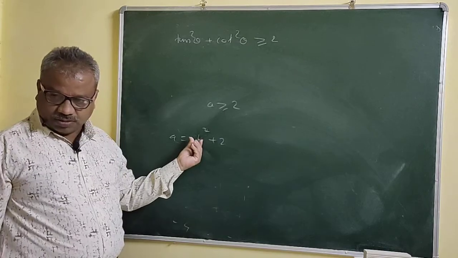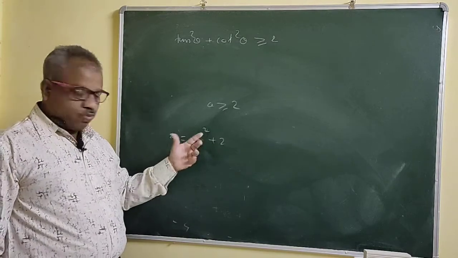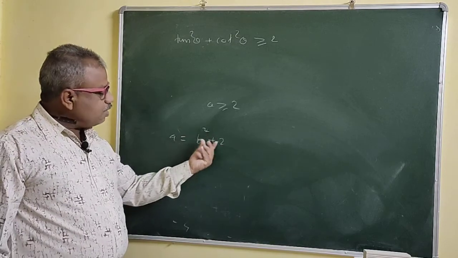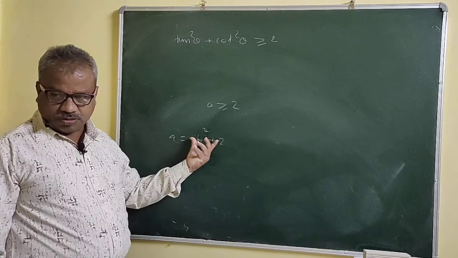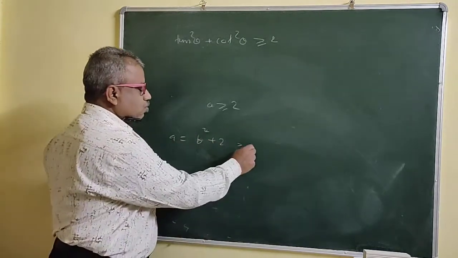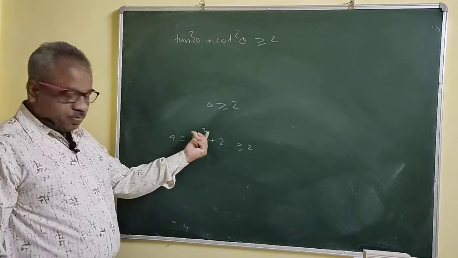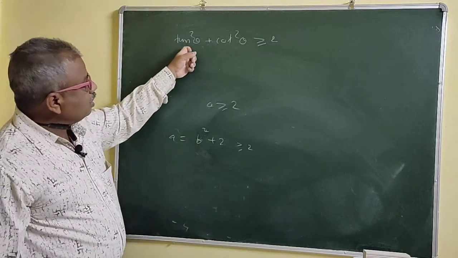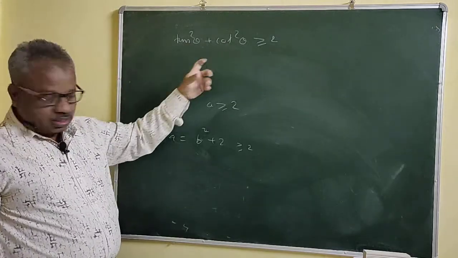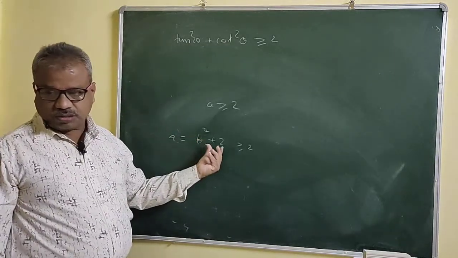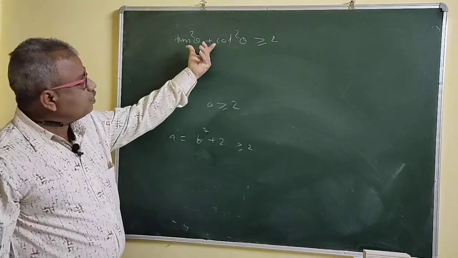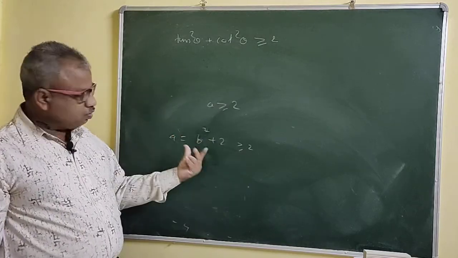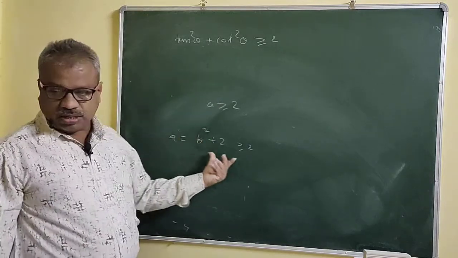Now b square is positive, not b. Whatever b may be, your b square is non-negative and your 2 is positive. So whatever this may be, it is positive, the sum of two positive numbers is positive. So it is greater than or equal to 2, because this number is non-negative. That means you have to prove that tan square theta plus cot square theta is the same as the square of some number plus 2. So you have to express this as the square of some number plus 2, and then your problem will be over.